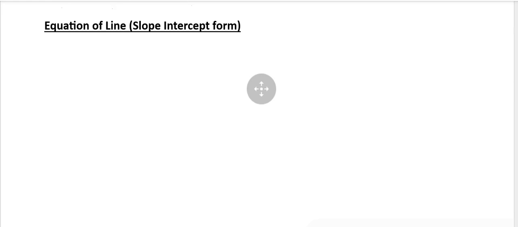In this video, we will talk about the slope-intercept form of equation of a line. The slope-intercept form of equation of line is given by y equal mx plus c. Here, m represents the slope of this line and c represents the y-intercept of this line.